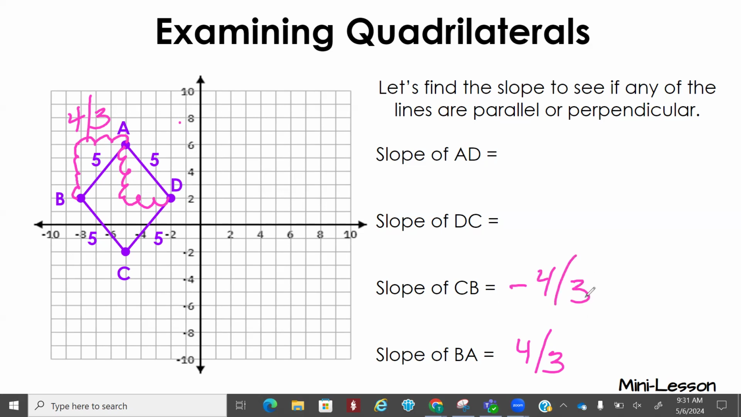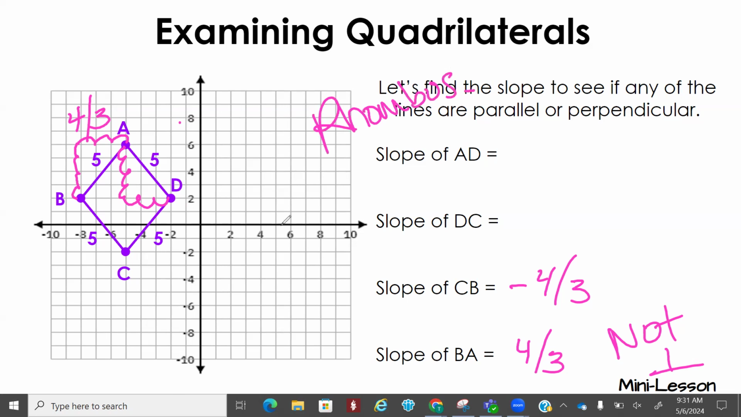Are those negative reciprocals of each other? Are they flipped versions of each other? No. So they're not perpendicular. So that's not a right angle. So which shape is this? Is this a square or is this a rhombus? Rhombus. It's a rhombus.